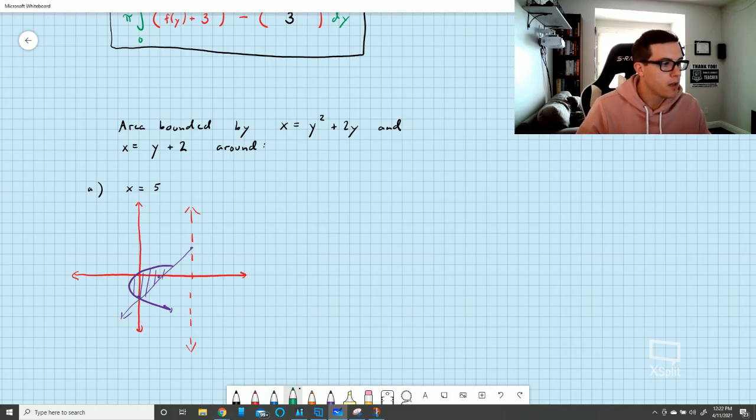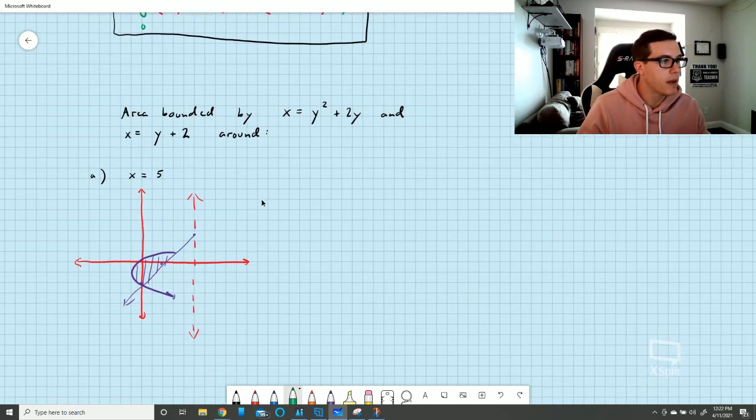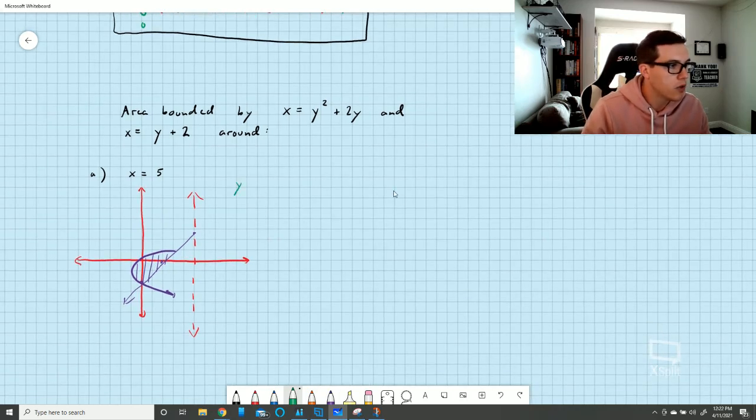Okay, so first thing we need to do is we graphed it, shaded it, find the bounds. You can find the x bounds and the y bounds. Since we're only doing vertical axis of rotation today, I will just find the y bounds because that's all I'm going to need. So find where these two things intersect.